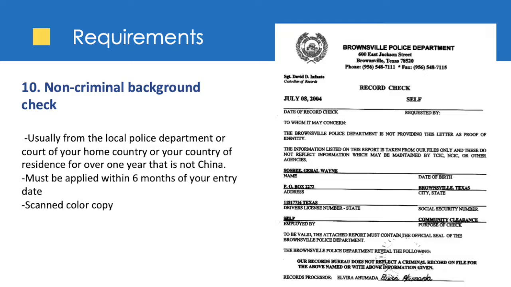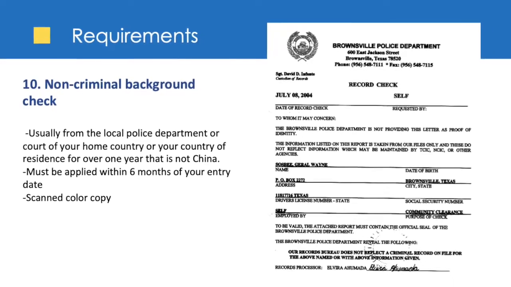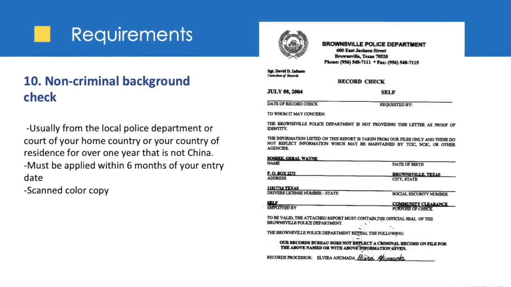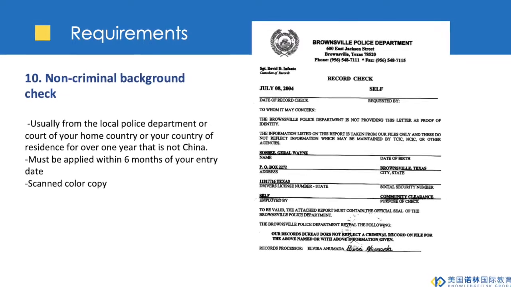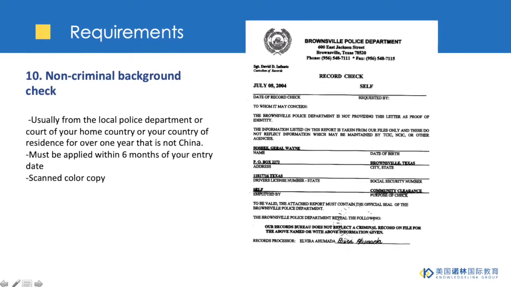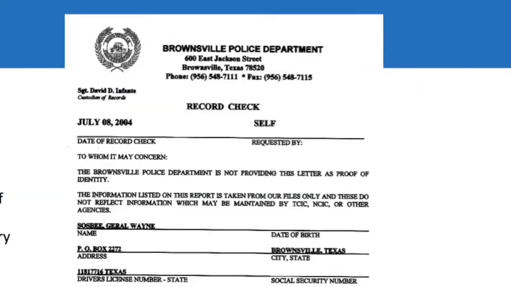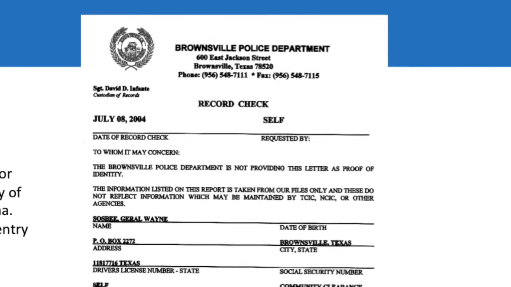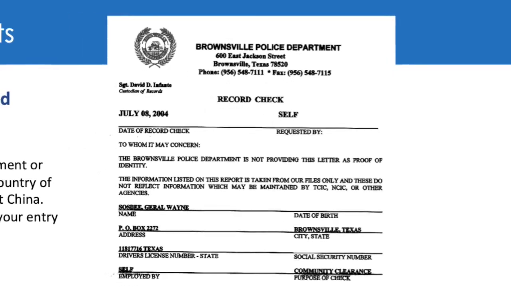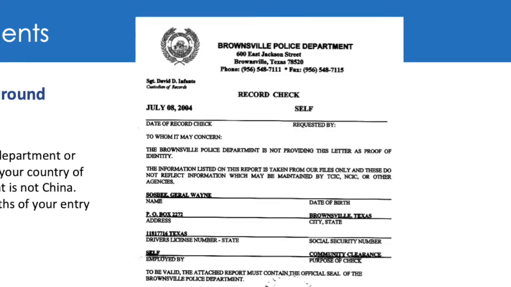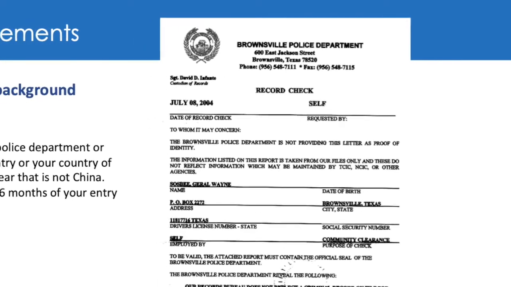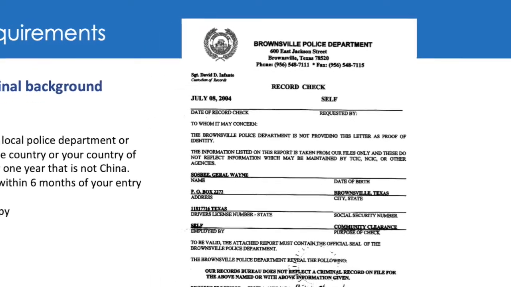Then the most difficult part could be getting a background check and having it notarized and authenticated. The options for getting a background check differ by country, but generally speaking, the easiest way is usually to contact your local police department.